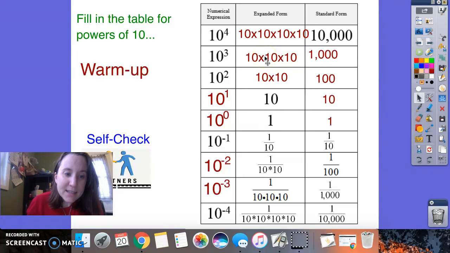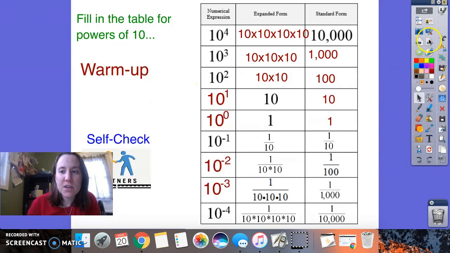And so what I want to ask you is, do you think that pattern exists when the base is something other than 10? Because today we're going to be looking at bases that are not 10. So think a second about that. If, like here, when we decrease by a power of 10, we also decrease by a power of 10 in our standard form, do you think that pattern is true for other bases as well?